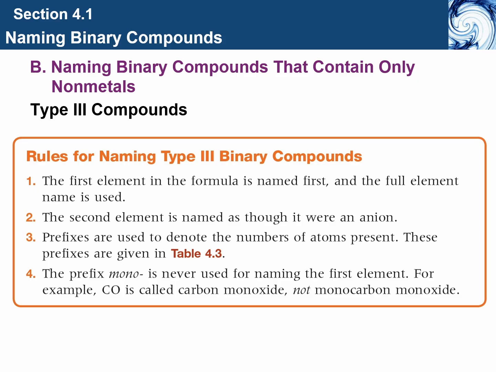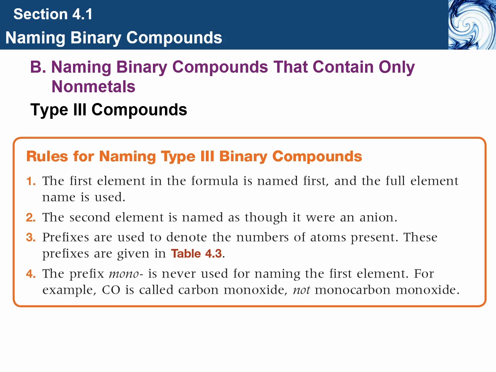All right, so our type 3 compounds are going to be very different from everything we just did. The naming system is not ionic at all. It's actually covalent. We'll talk about that second semester. Our first thing is to get the name of the first element, using the full element's name. The second is we're going to name the second element as if it were an anion, so we're going to use that IDE root.